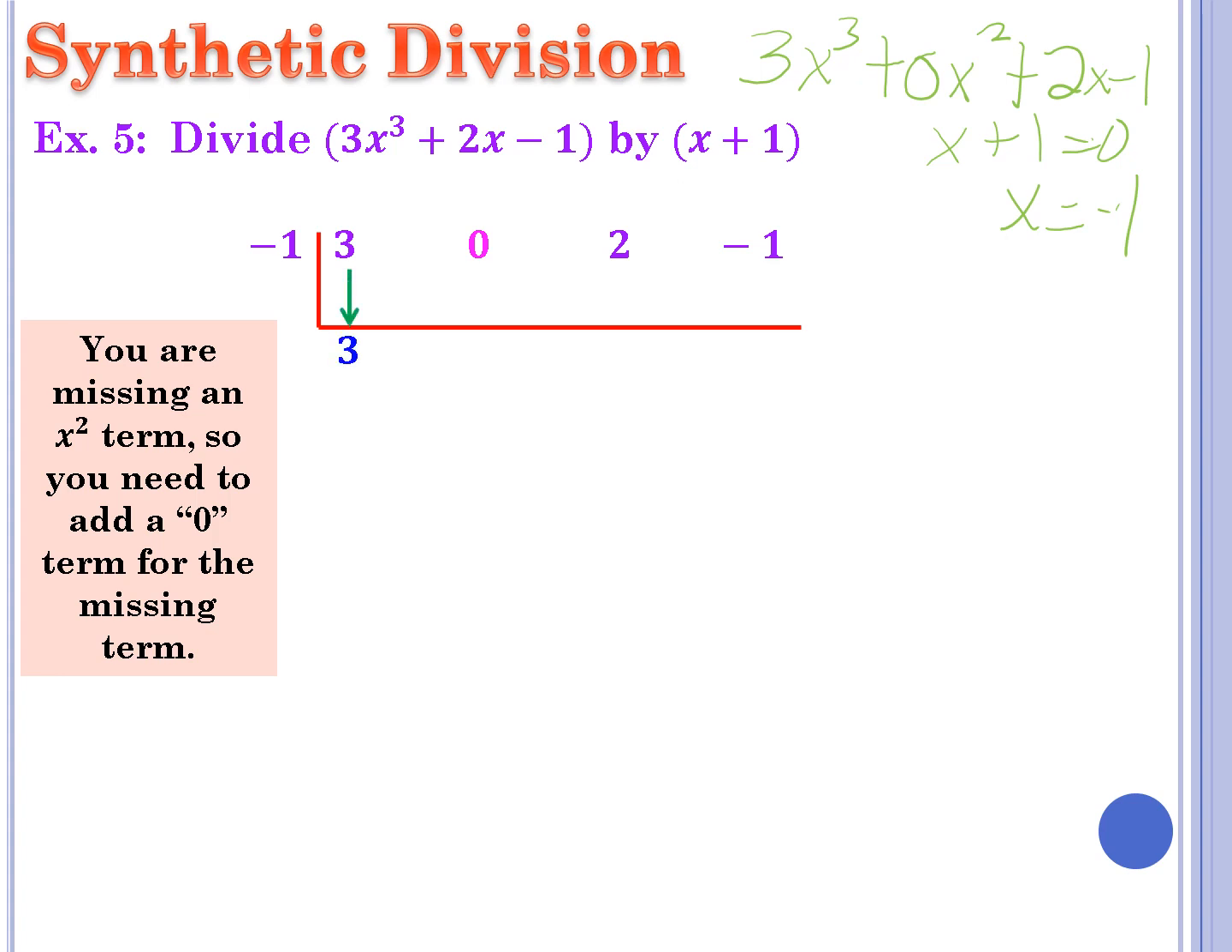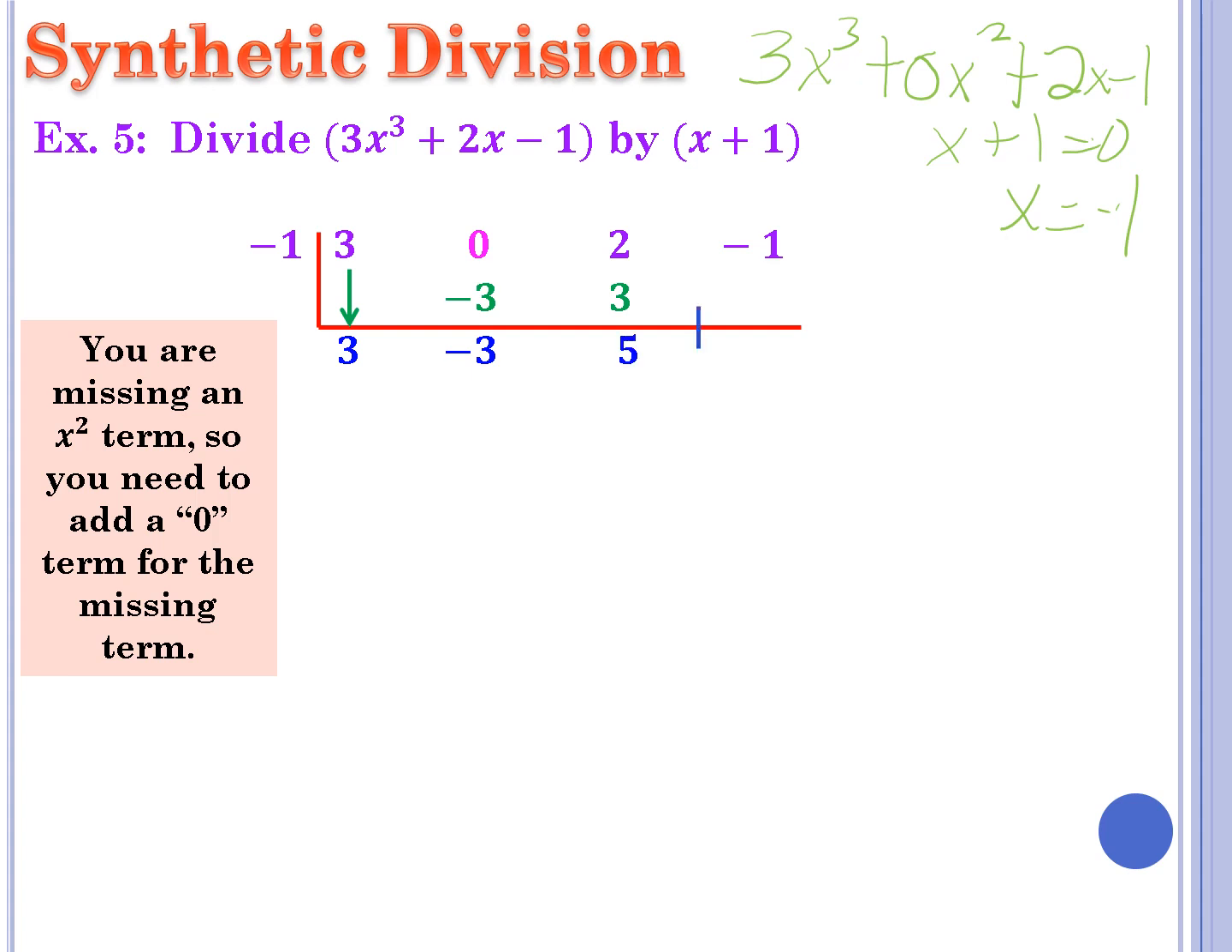Remember, we always pull down the first number. Okay, so pull down the first number and put a little arrow right under him so that way you know I don't write anything here. So negative 1 times 3 is negative 3. So I put that negative 3 under the 0 and add down the column. 0 minus 3 is negative 3. Now, negative 1 times negative 3 is positive 3, and I put that underneath the 2. 2 plus 3 is 5.